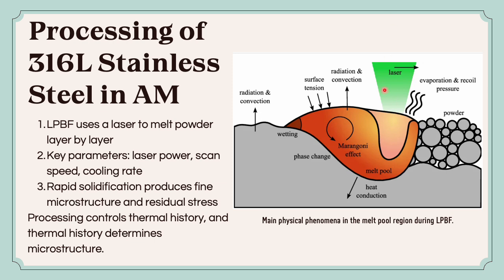This slide shows processing during laser powder bed fusion, one common AM method for 316L. A laser melts powder layer by layer to form the final part. Three important processing parameters are laser power, scanning speed, and cooling rate. Inside the melt pool, there is a strong fluid flow caused by the Marangoni effect, which redistributes heat and molten metal. Because cooling is extremely fast, solidification happens rapidly.